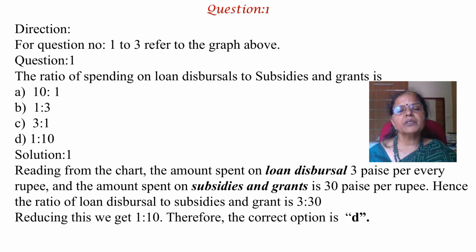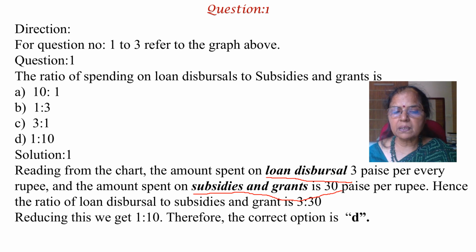The directions given for question number 1 to 3 refer to the pie graph above. And question number 1 says the ratio of spending on loan dispersal to subsidies and grant is A, B, C, D. So this is a question on ratio. And read from the chart. The amount spent on loan dispersal is 3 paise, and the amount spent on subsidies and grant is 30 paise.